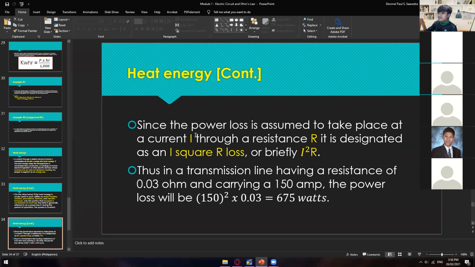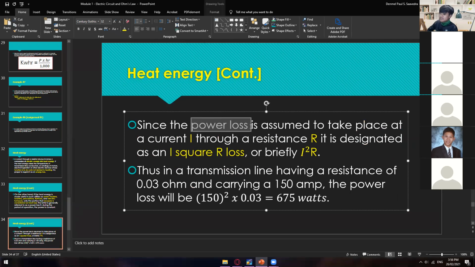All right. So since the power loss is assumed to take place at a current I through a resistor R, it is designated as an I squared R loss. This one came from the formula power, P equals I squared times R, or briefly I squared R. So in other words, this is how we calculate the power loss on a certain circuit.